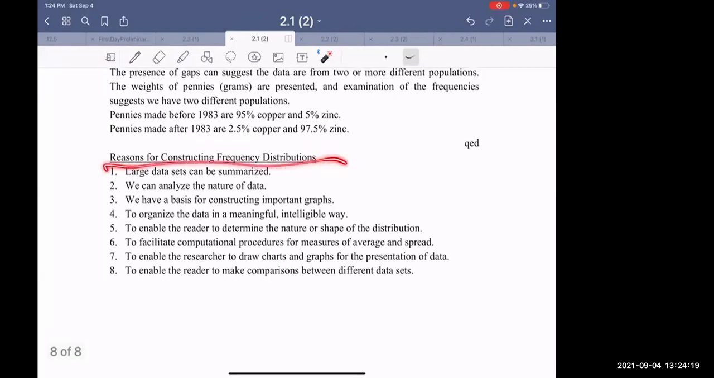Okay, so reasons for constructing frequency distributions. Large data sets can be summarized. We can look at the nature of the data. We can construct important graphs from it, organize data in meaningful ways, and look at the shape and nature of a distribution. It will facilitate computational procedures for the average and spread, and being able to draw graphs for presentations and to compare different data sets like we did in the last one.